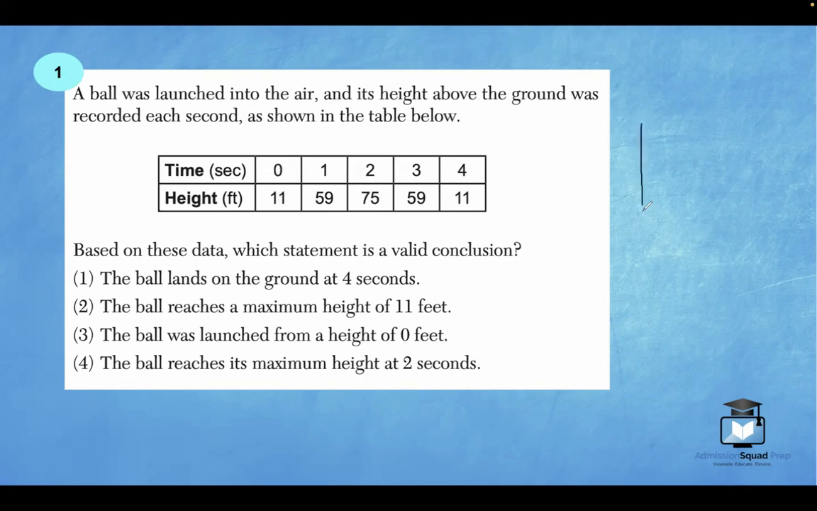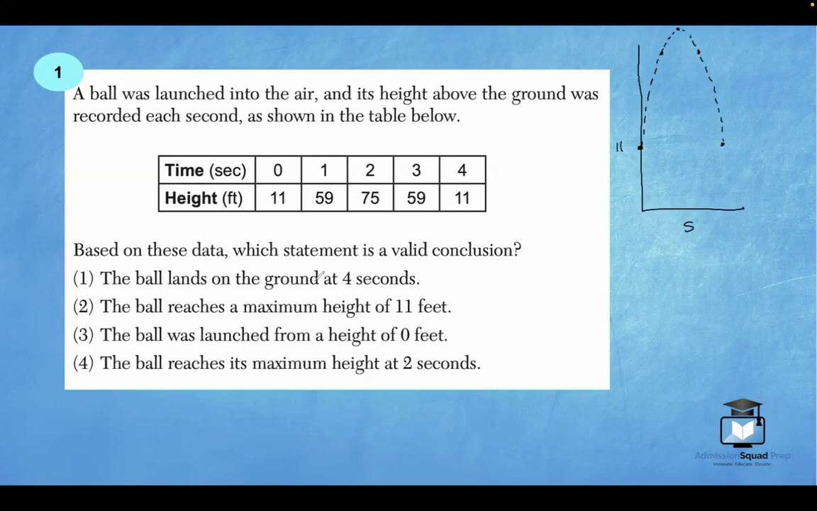So if we just do a quick sketch right here, at 0 seconds, the height of the ball was at 11. At 1 second, it jumps up to 59. At 2 seconds, it goes up to 75. At 3 seconds, it's back down to 59. And at 4 seconds, it's back down to 11. So we can see that this graph is taking the shape of an upside down parabola. Let's take a look at the answer choices.